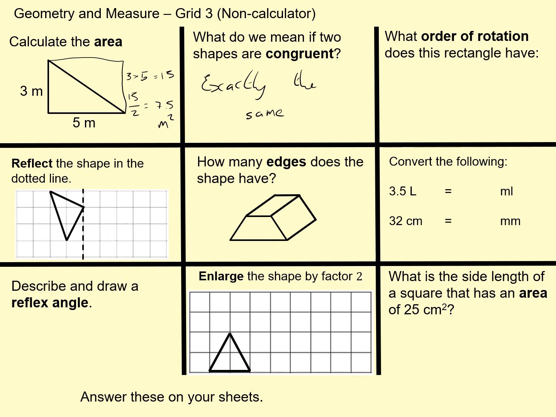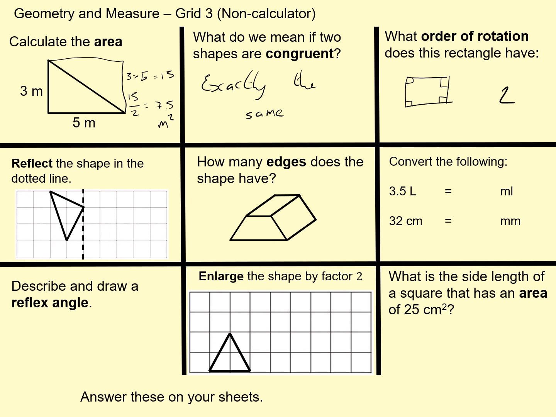Next up, what order of rotation does this rectangle have? There's no rectangle in there, but let's just say there's a rectangle. So if we were to rotate a rectangle about its midpoint, how many times does the shape land back on top of itself? And for the rectangle, that would be twice, 2 times.